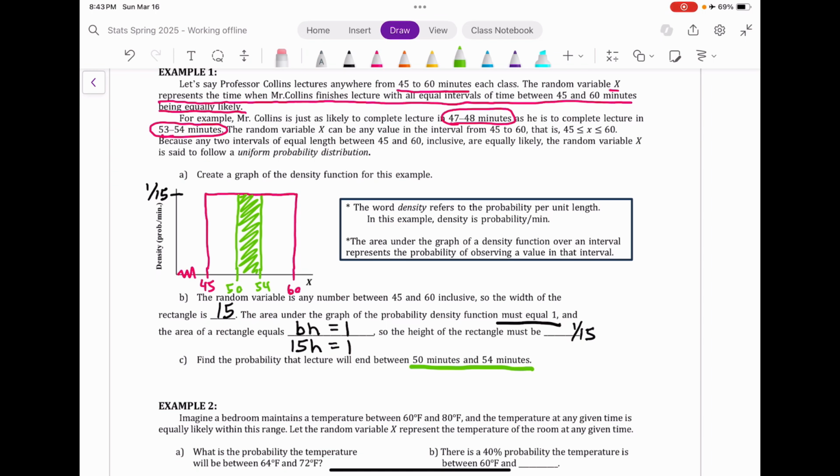So area of a rectangle, base times height. We know the base is 4, because 54 minus 50 is equal to 4. And the height of that probability density function is 1/15. So 4 times 1 over 15 is about 0.2667. So there's almost a 27% chance I'll finish lecture between 50 and 54 minutes. Any 4-minute interval would have that same probability. So if it was between 54 and 58 minutes, same probability.